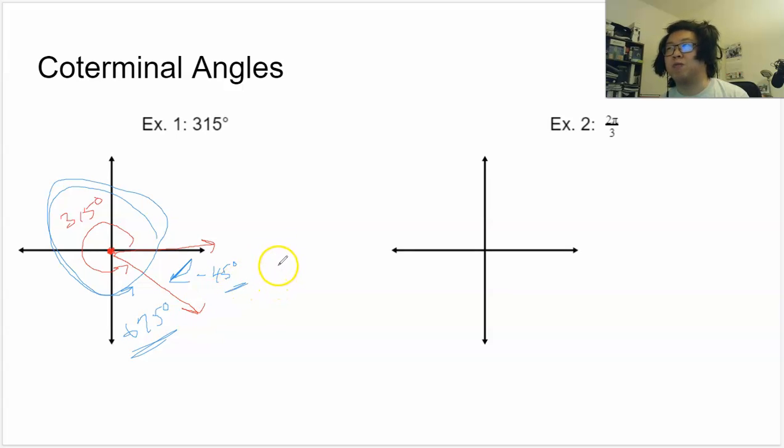This is mostly helpful for putting your angles back into the range 0 to 360, so you don't have to rotate as much.